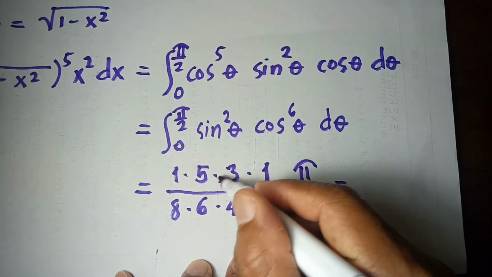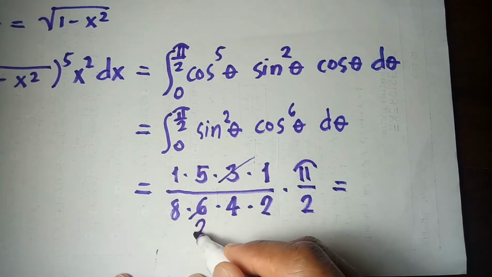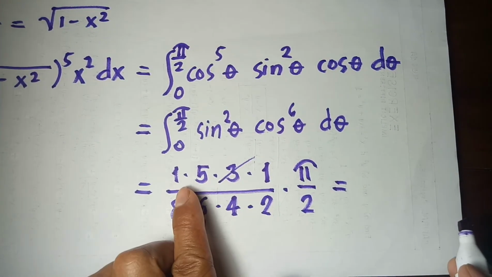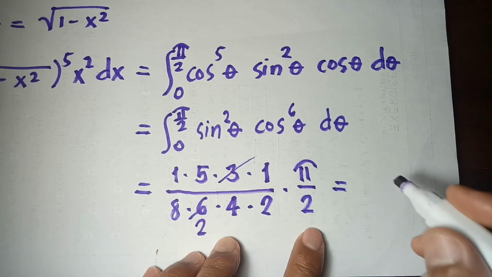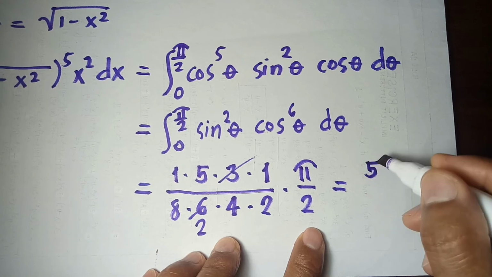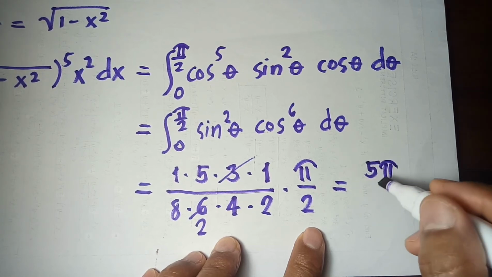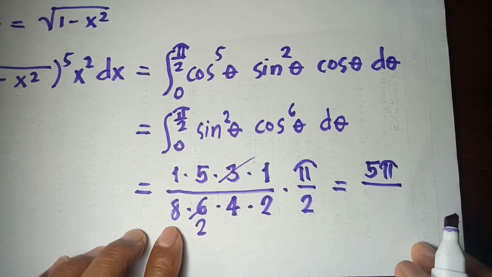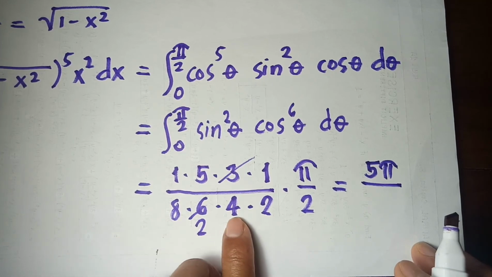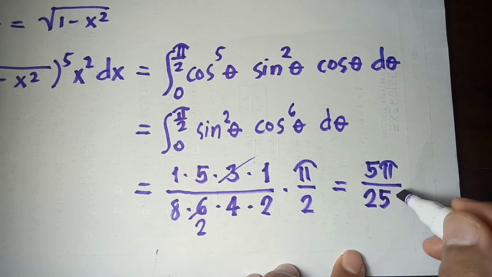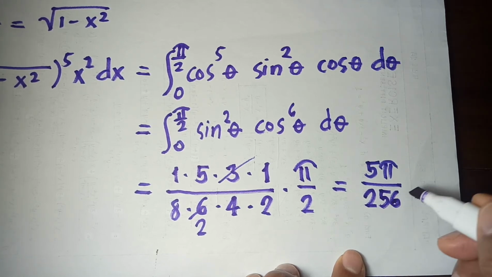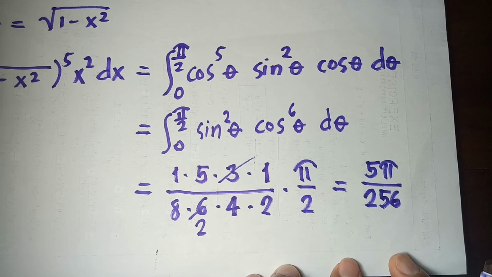So times pi over 2. So meron tayong 3, cancel na 3. No? So sa ating numerator, 1 times 5 times 1 times pi. So that's 5 pi. Divided by, so meron tayong 8 times 2, 16. So 4 times 2 times 2 ay 16 din. So 16 times 16, 256. So the answer is 5 pi over 256.